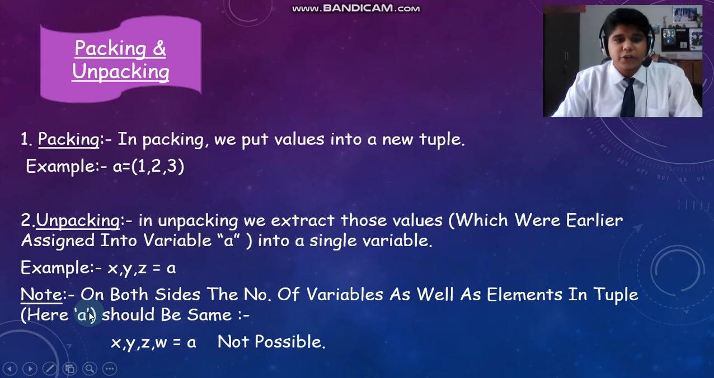Now there is a special condition here. On both sides, the number of variables and the number of elements in the tuple a should be the same. This means the number of variables we are unpacking to should equal the number of elements of a. If we put x, y, z and w is equal to a, it prints an error, because there are only 3 elements in tuple a and we are assigning 4 variables to it.